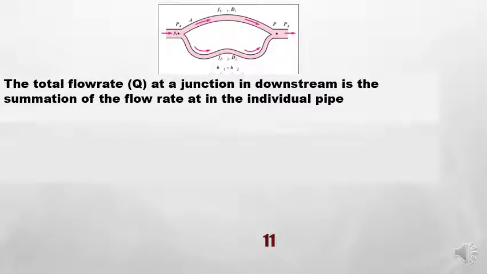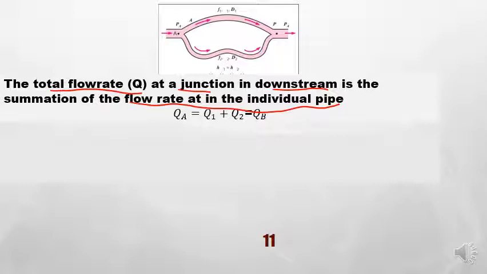Okay, so now we will see what is the theory or equation or formulation involved in the parallel pipeline system. The first concept is we know that the total flow rate at a junction downstream is actually the summation of the flow rate in the individual pipe system.